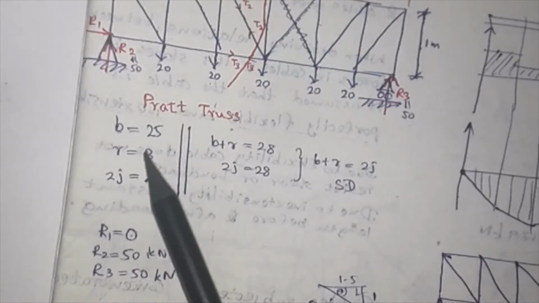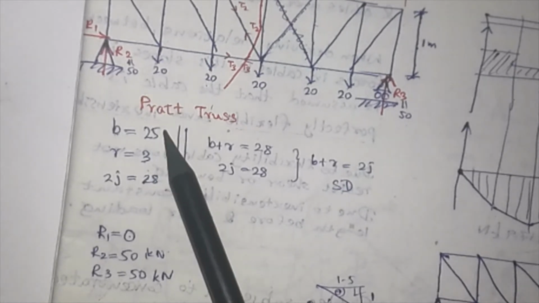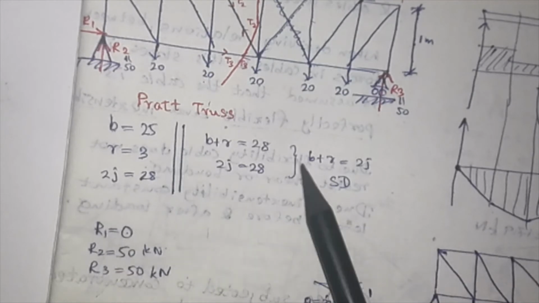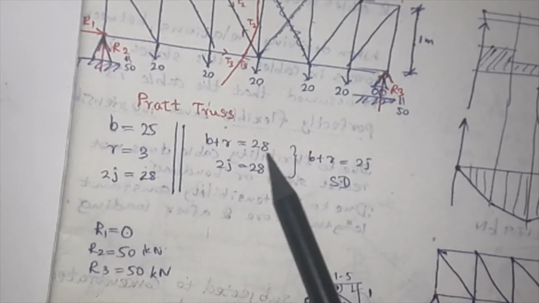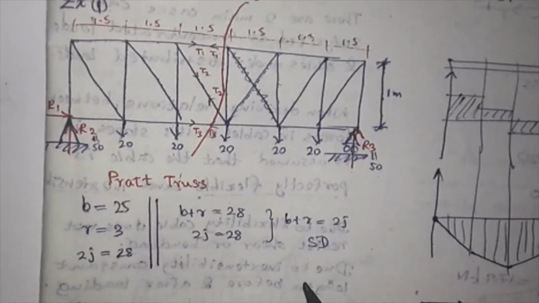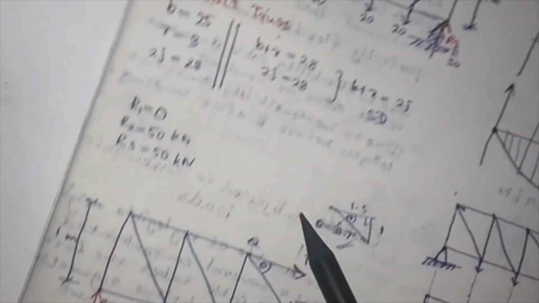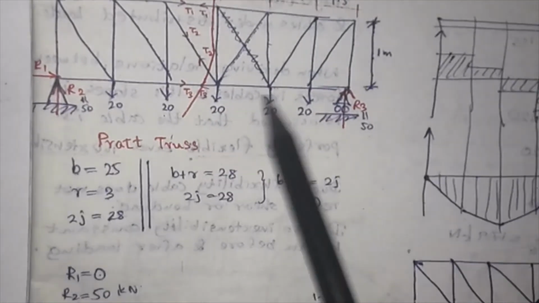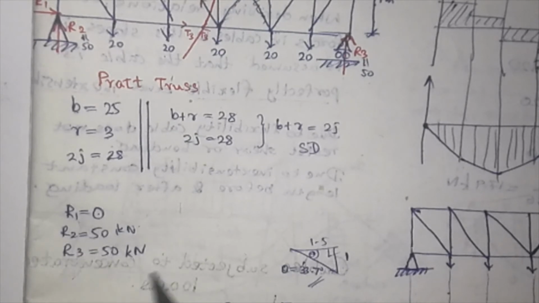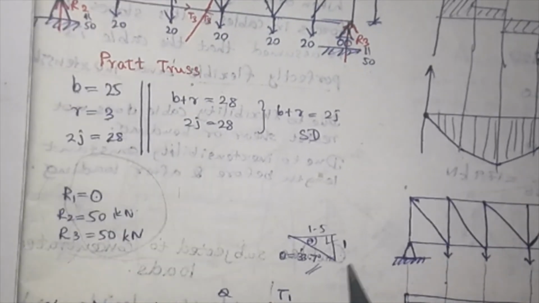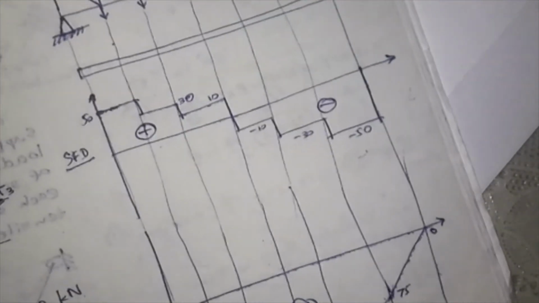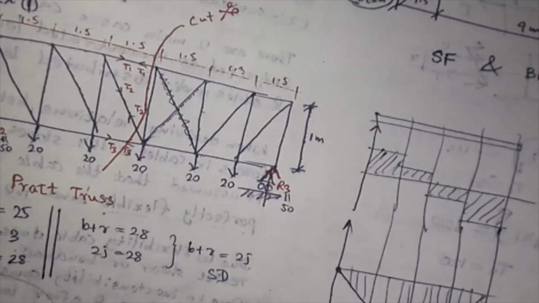So here the number of members is 25, and the number of unknown reactions is 3. Now 2J is 28, and B plus R is 28. So those two are equal. You can solve this. That means the problem is statically determinate. So you can find the answer with the equilibrium equations. Previously, in my 3rd video, I said you can find these reactions very easily. So this is how you need to work with 3D trusses and all that.